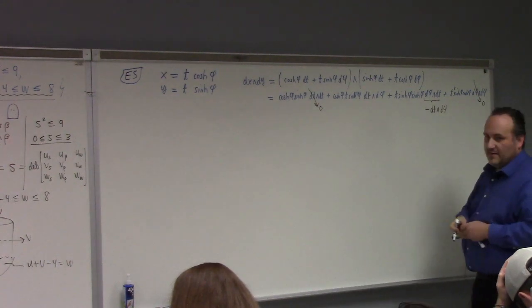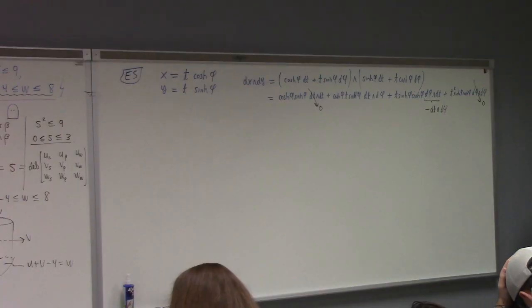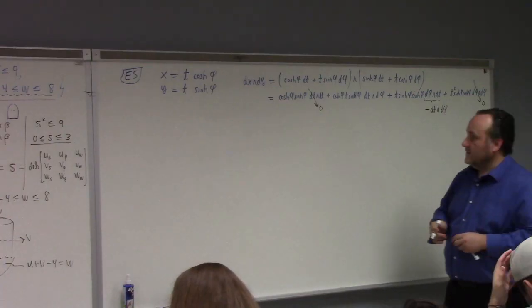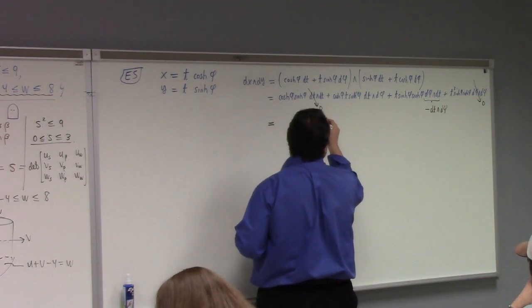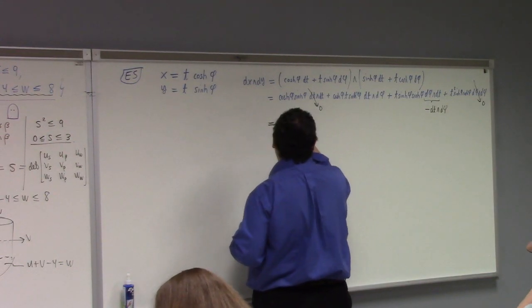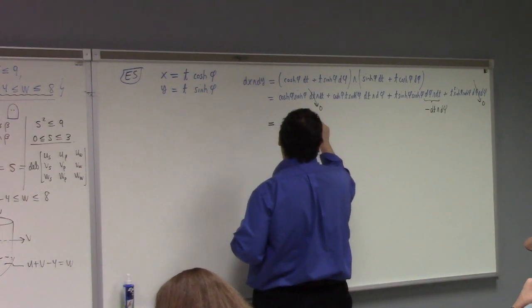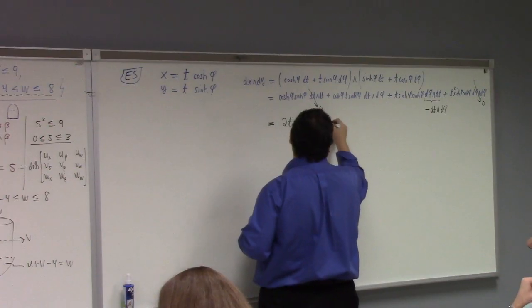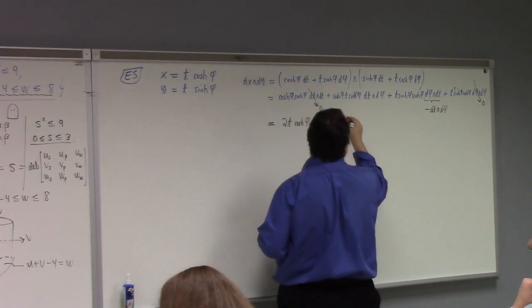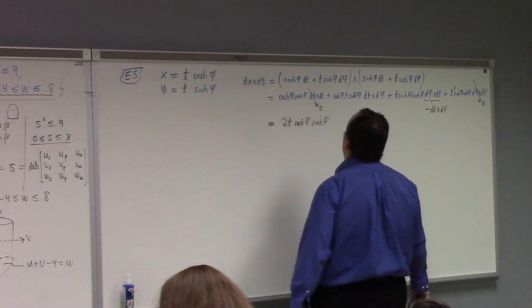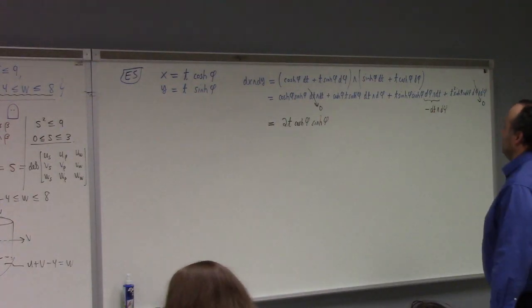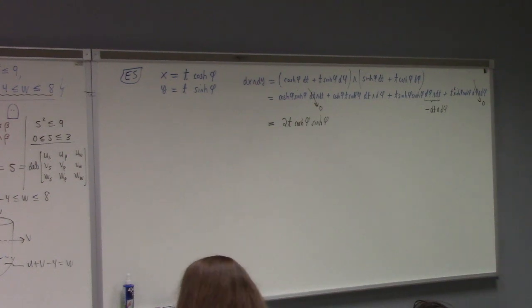That's again by the basic defining properties of the wedge product, it's anti-symmetric. Okay, so then that gives me, as it happens, 2t cosh phi sinh phi times, well, oh, wait a minute. Did I distribute wrong? Just a second. Let me check.